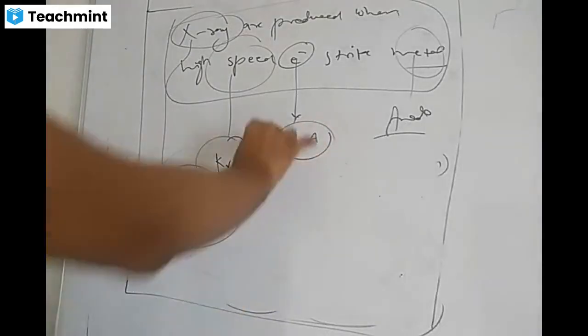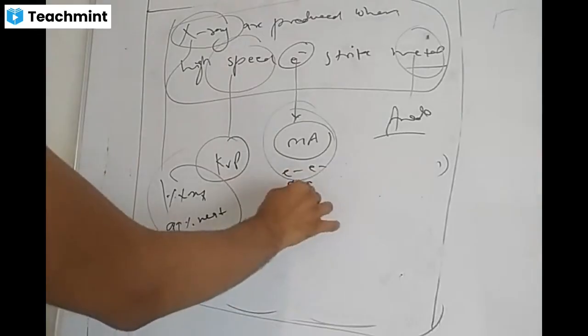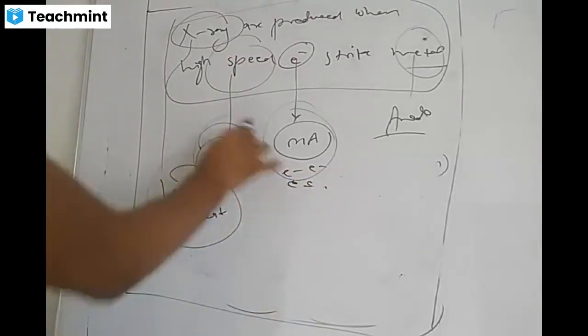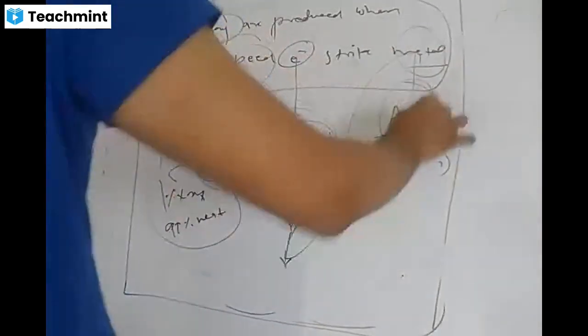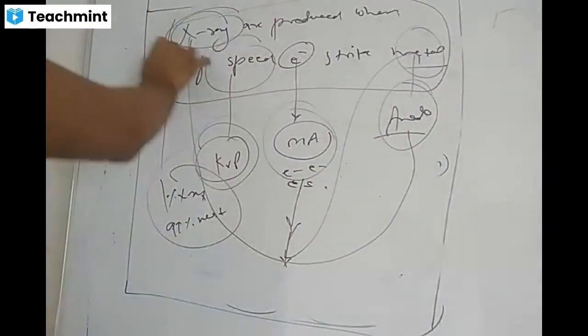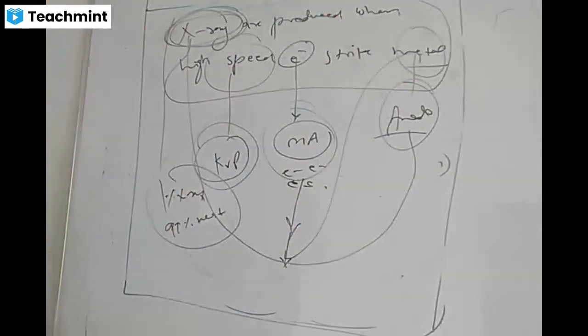How are X-rays produced? We give mA, electrons are generated. Then we give kVp, they start moving. They strike the anode, and what comes out? Your X-rays. So this is the meaning of this line.